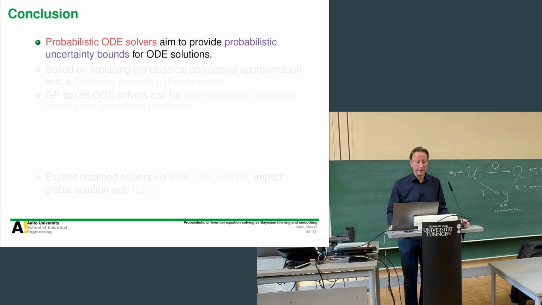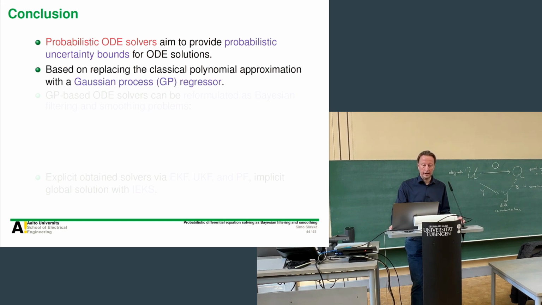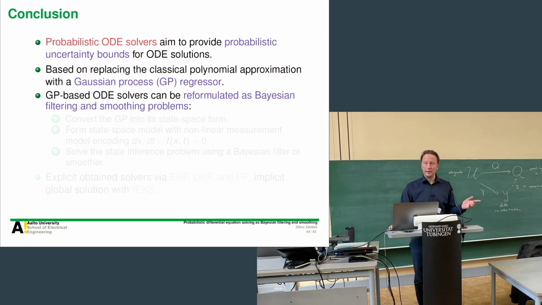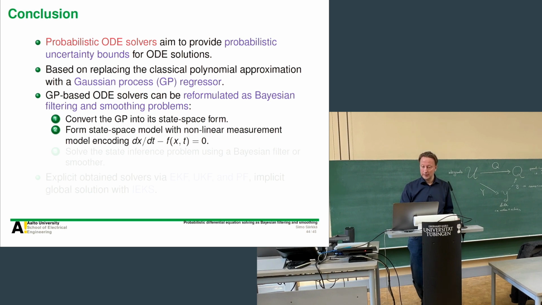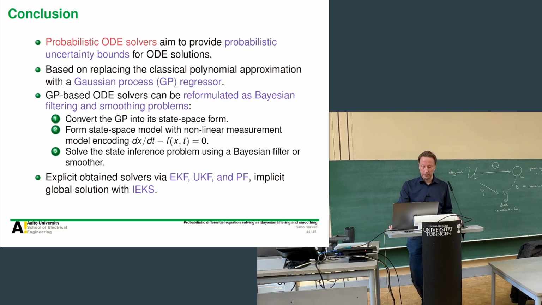we were discussing probabilistic ODE solvers which aim to provide probabilistic uncertainty bounds for ODE solutions. They are based on replacing classical polynomial approximation with a Gaussian process regressor. That is the main idea, but then you can also use Bayesian filters and smoothers to actually solve the Gaussian process regression problem faster. So you need to convert that GP into state-based form, and then you have a pseudo measurement model which encodes this differential equation. And then you can solve the state inference problem using a Bayesian filter and smoother. You can use, for example, extended Kalman filters and iterated extended Kalman smoothers to solve those equations.